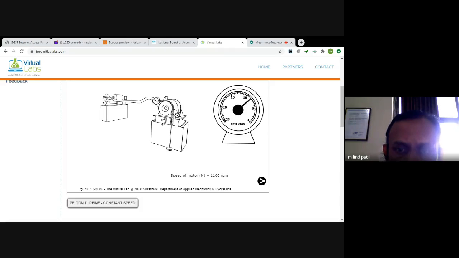Observe the speed. It is 1100 RPM now. The turbine is running at 1100 RPM. That you can measure with a simple tachometer, or a speedometer is generally attached with the device and that directly shows the reading of this speed.